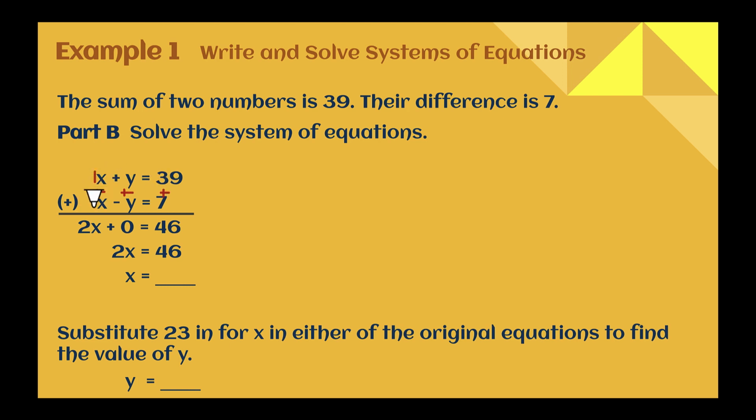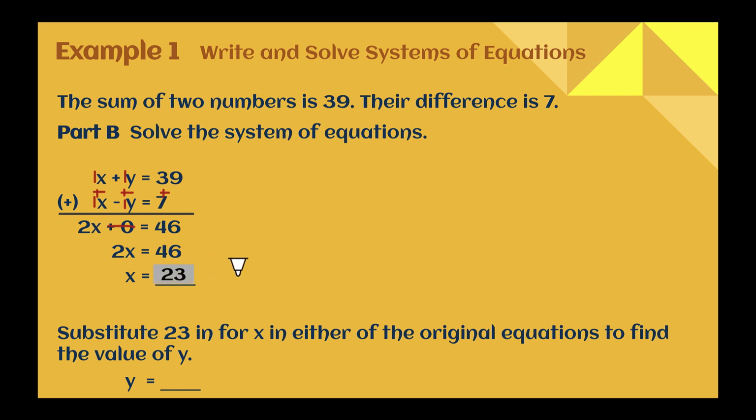These were both a single X. Now we have 2 of them. I have positive 1Y plus negative 1Y. Those are opposites. They make 0. And then 39 plus 7 is 46. My Y was eliminated. So 2X is equal to 46, which means X is equal to 23.